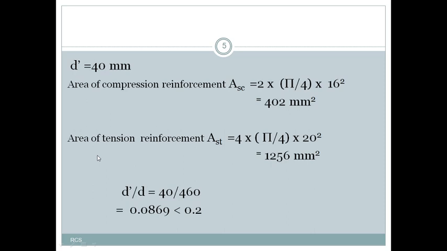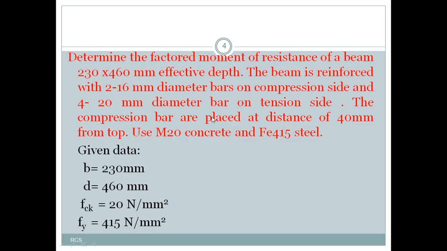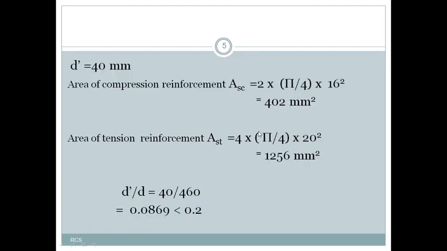Similarly, calculate the area of tension reinforcement, that is Ast. In the problem, it is given that 4 bars of 20 mm diameter on the tension side. So for the 4 bars, we have to calculate the total area provided in the tension zone. So 4 bars, 4 into pi by 4 into d square. Here d is 20 mm, so 20 square here. If we calculate this value, we'll get 1256 mm square. So now we have got Asc and Ast.